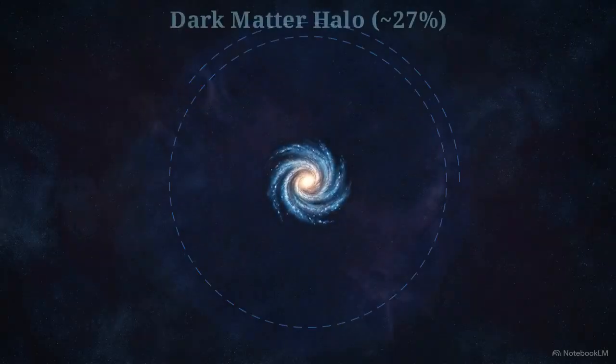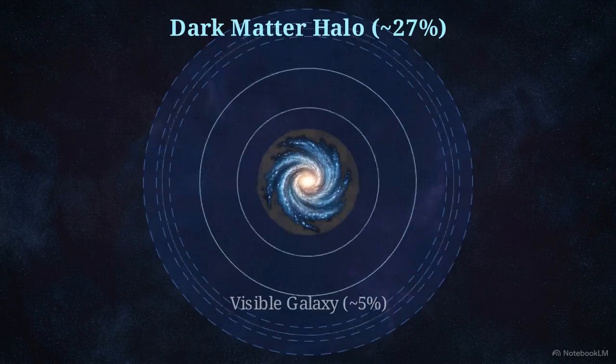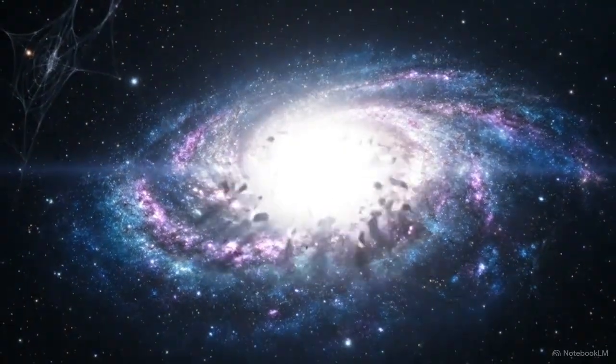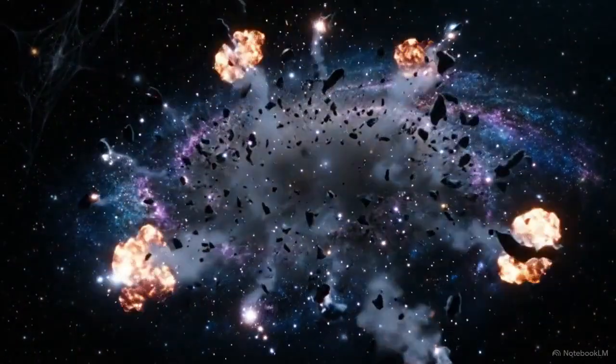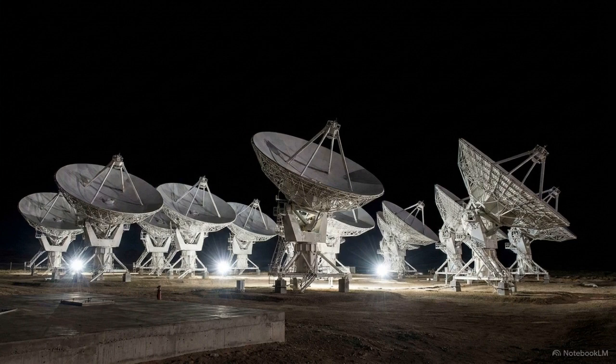Without this invisible glue, the galaxies we observe would lack the mass to hold themselves together. They would simply fly apart, meaning the structures required for our own existence depend entirely on this unseen scaffolding. But if this substance is invisible to every sensor we possess, how can we be sure it actually exists?